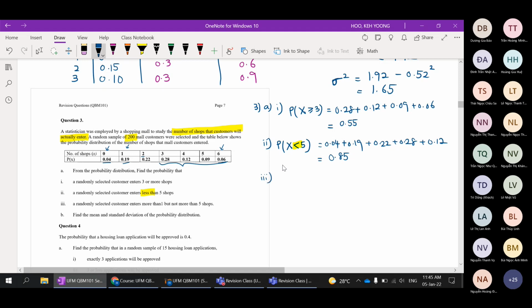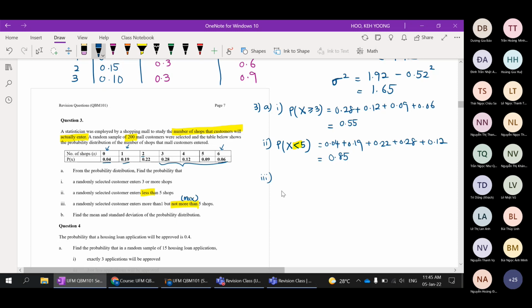Question 3. The customers enter more than 1, but not more than 5 shops. Please be careful with this word, not more than 5, meaning maximum is 5. Can it be 5 shops? Yes, it can be 5, because not more than 5. It cannot be 6. 6 is more than 5, but 5 is not more than 5.